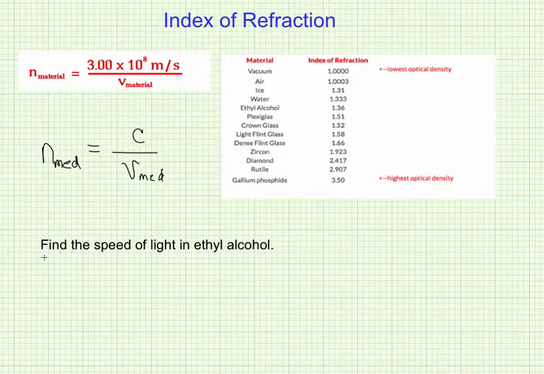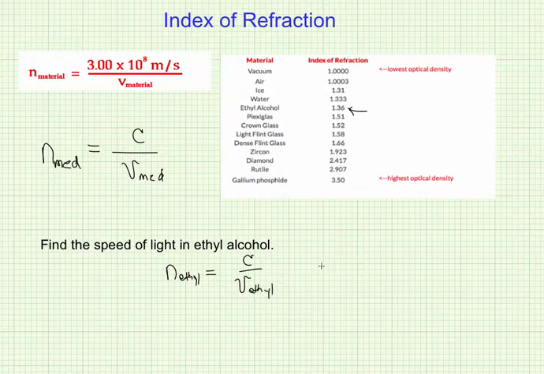So let's take a look at this. It says find the speed of light in the ethyl alcohol. Now in this case, the ethyl alcohol is going to be the medium. So we need to look at our table and we can see that the index of refraction is simply 1.36. It has no units because it's just simply a ratio. So if I were to do this, I would say my index of refraction of ethyl alcohol equals the speed of light divided by the speed in the ethyl alcohol.